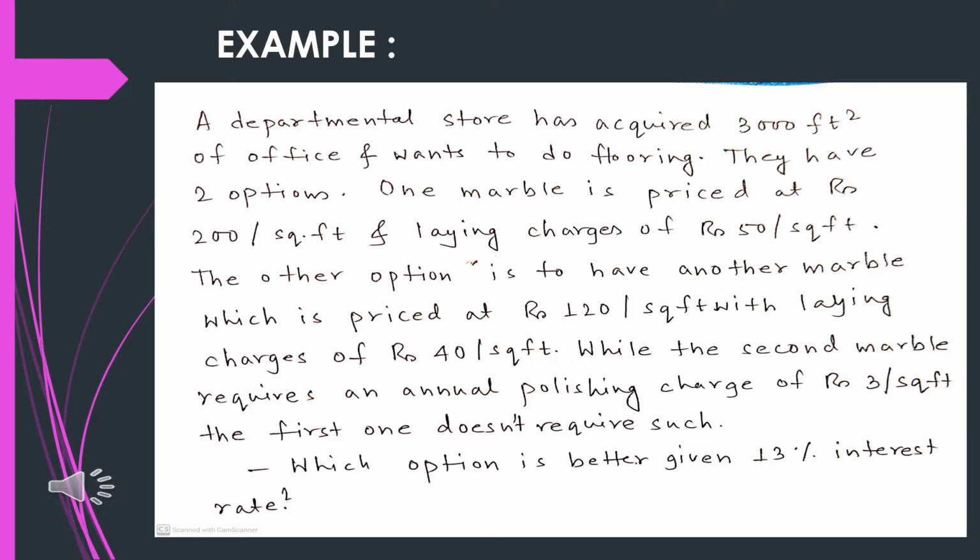One marble for flooring is priced at rupees 200 per square feet with laying charges of rupees 50 per square feet, whereas the other option is another marble priced at 120 rupees per square feet with laying charges of rupees 40 per square feet. The second marble requires an annual polishing charge of rupees 3 per square feet. The first one does not require any such charge. Given the options, which option is better? We need to find out given the 13% interest rate per annum attached to both options.